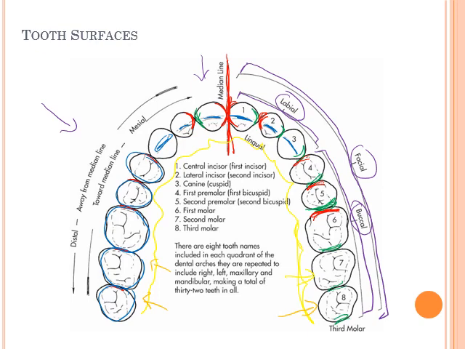So those are your main tooth surface names. We have mesial, distal, facial, which is also labial and buccal, or the lingual surface, which can also be palatal. And then if we're looking at the chewing surface of the teeth, we can call them occlusal, and for the anterior, we would call it the incisal.